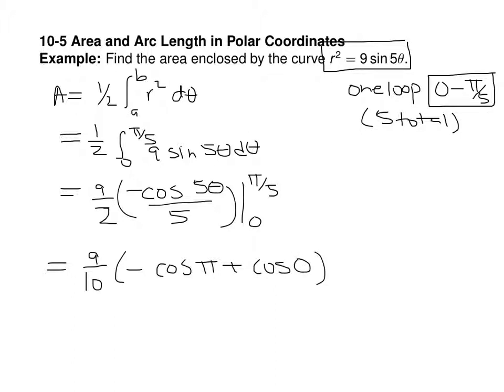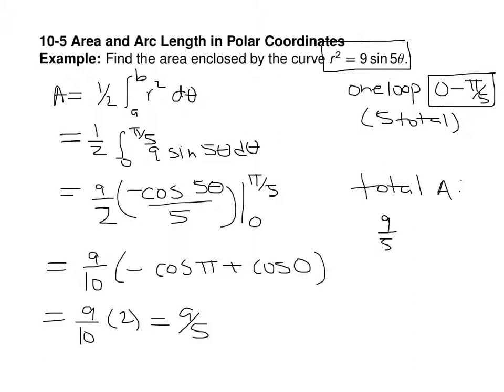And cosine of pi is negative 1. Cosine of 0 is 1. Together those add to, double negative makes positive, 2. So I have 9/10 times 2, which is 9/5. So that's for one loop, so the total area is 9/5 times 5, or 9.